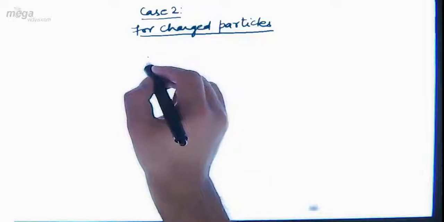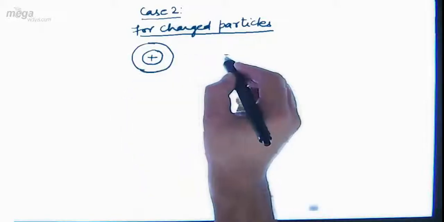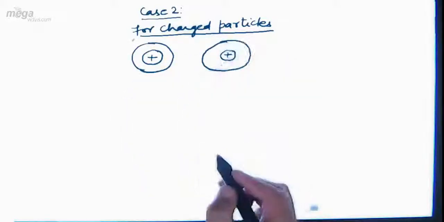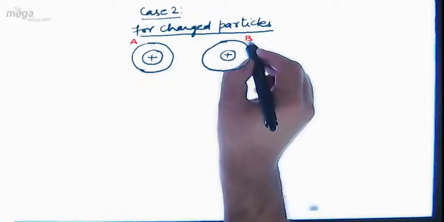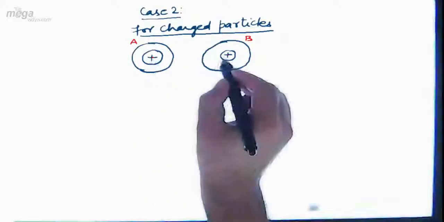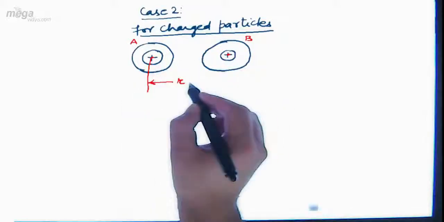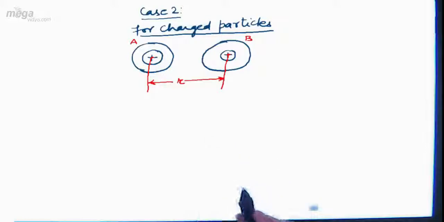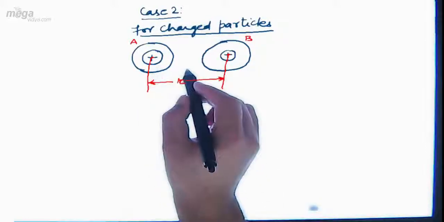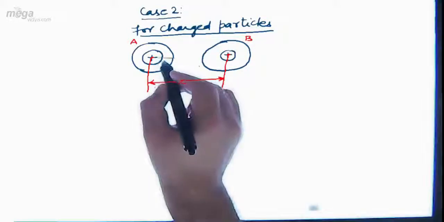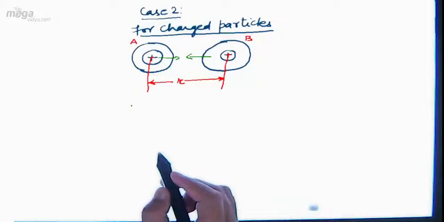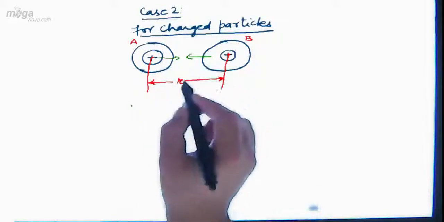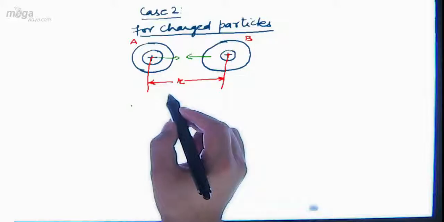Let us consider two atoms which have a nucleus at the center and electrons revolving around them in a fixed orbit. Let's call this one atom A and this one atom B. Now let's take their internuclear distance as R. Basically it is the gap between these two atoms A and B. Now when they undergo bonding, these two atoms will be approaching each other. So again, similar to the uncharged particles, when A and B are approaching each other for bonding, R will be decreasing.